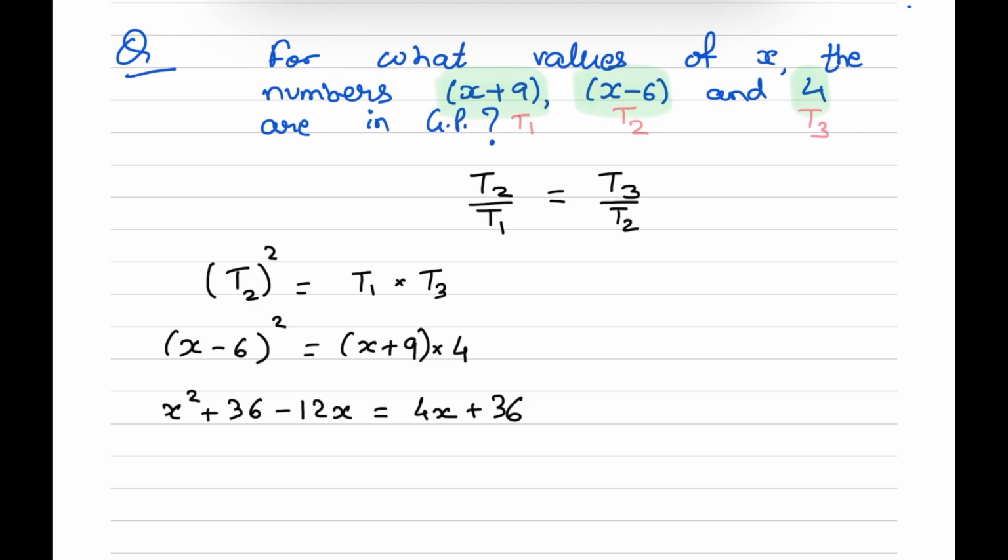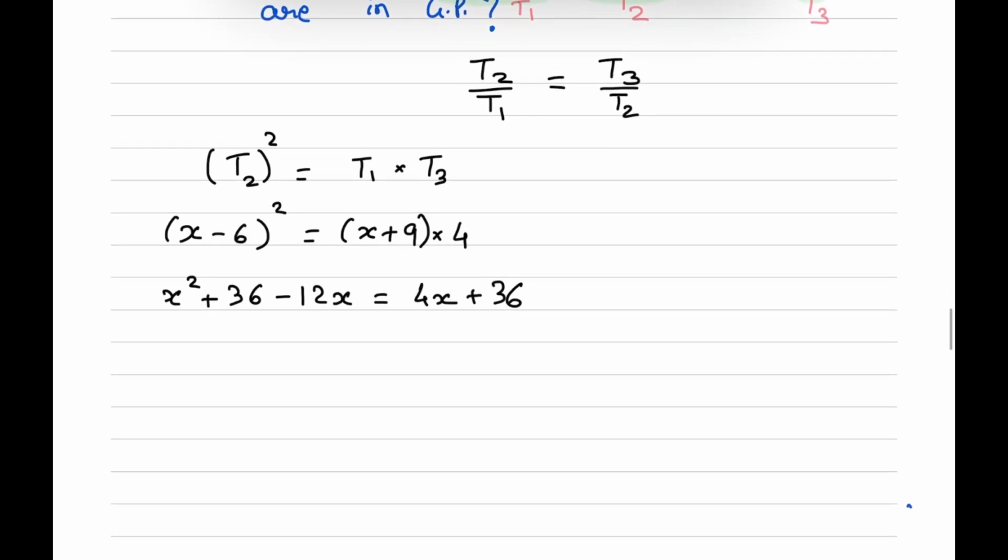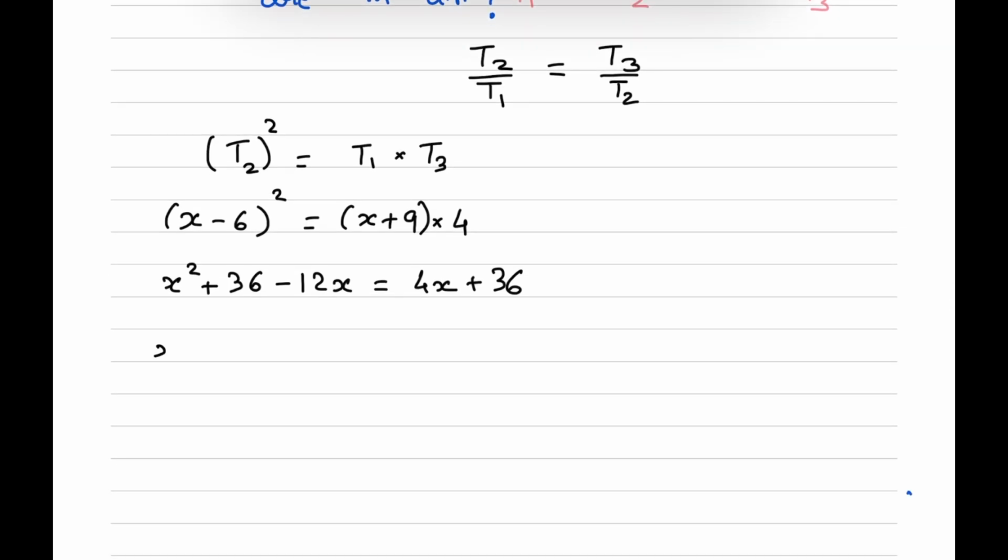Now taking all the terms on the left hand side, and for solving the quadratic equation, we get x squared plus 36 minus 12x. We take 4x on the other side and 36 on the other side. Both are positive, so on transposing, they become negative 4x, negative 36, and then we are left with equals 0.